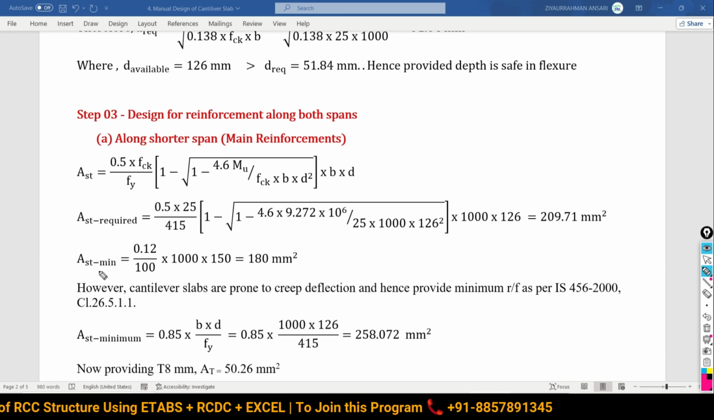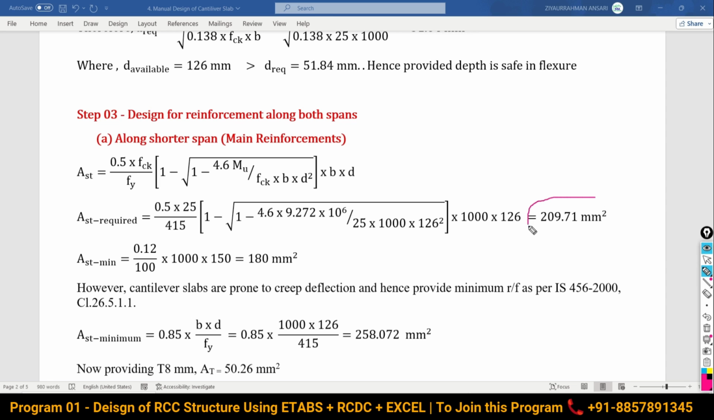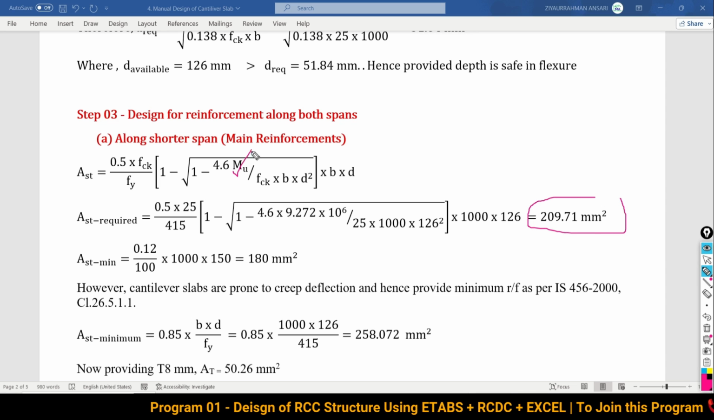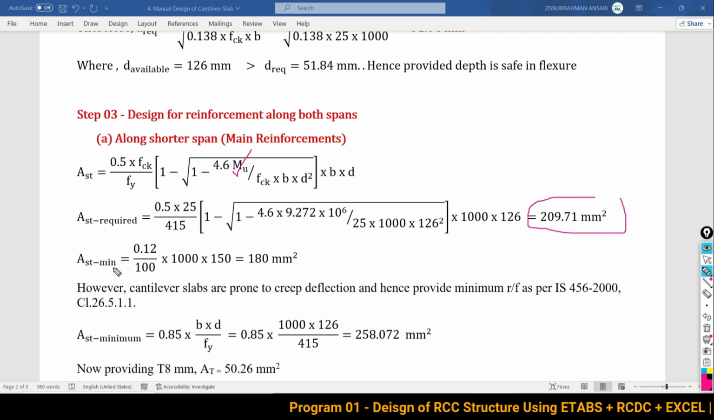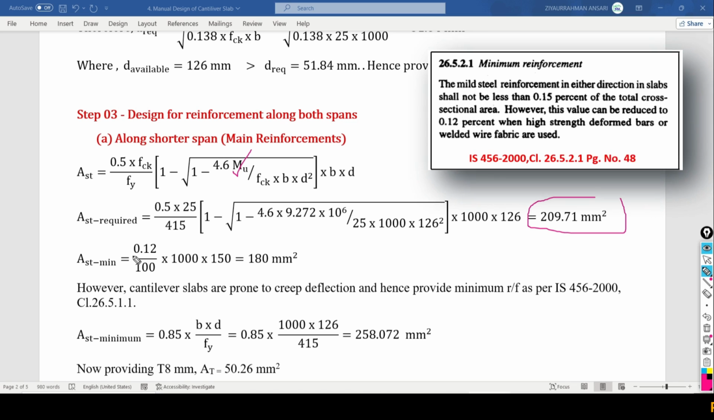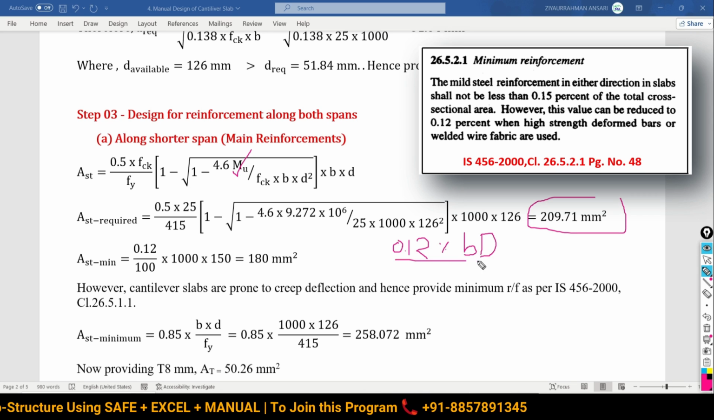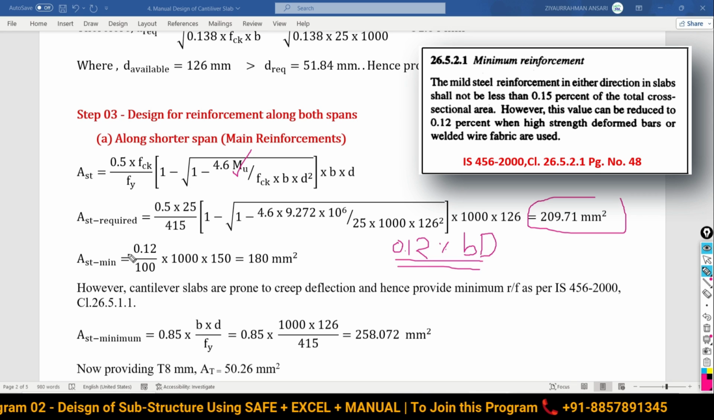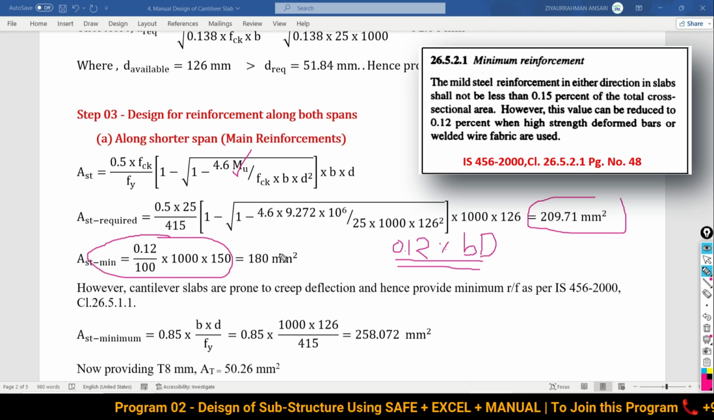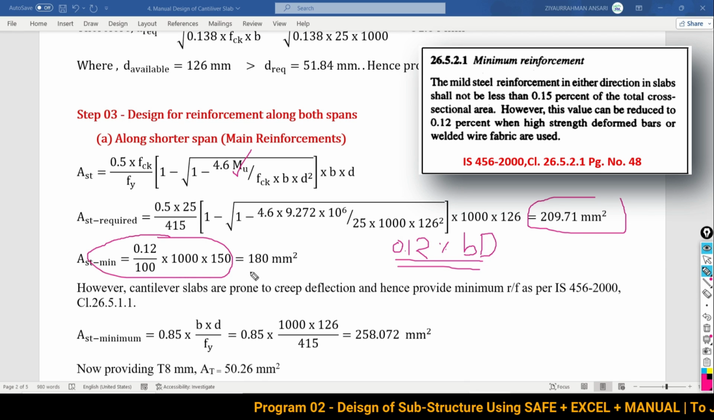Now, Ast required is the demand to resist this much moment, 9.27. Now, what is the code suggesting for the minimum reinforcement? As per the codal recommendation, the code is suggesting to consider 0.12% of the section size, that is B width and overall depth. This calculation gives the minimum reinforcement. So after doing this calculation, we are getting the minimum reinforcement to be provided as 180 mm square.